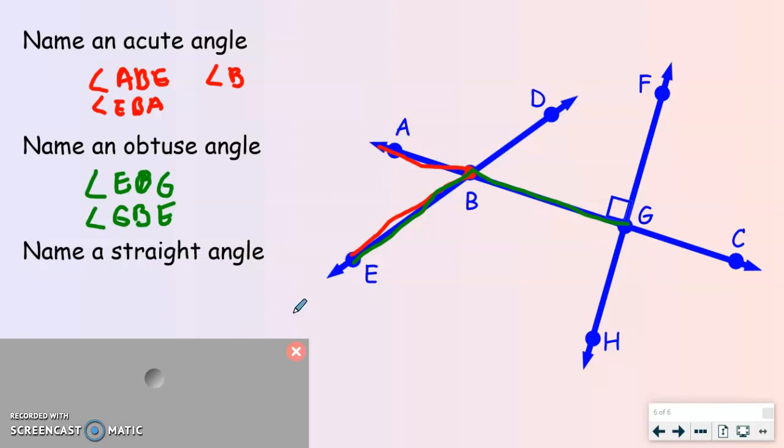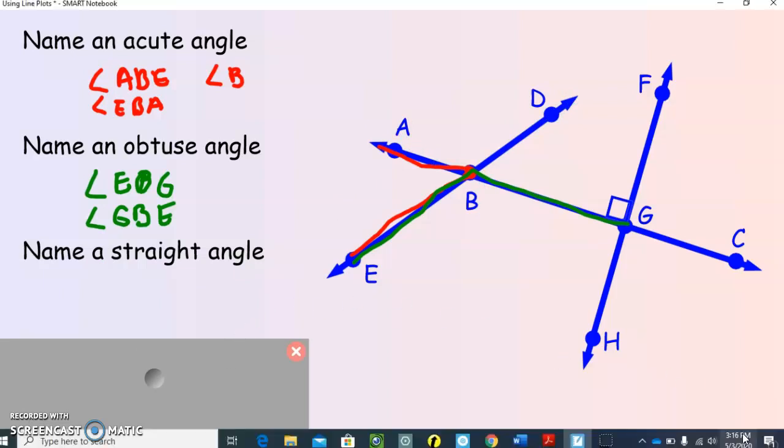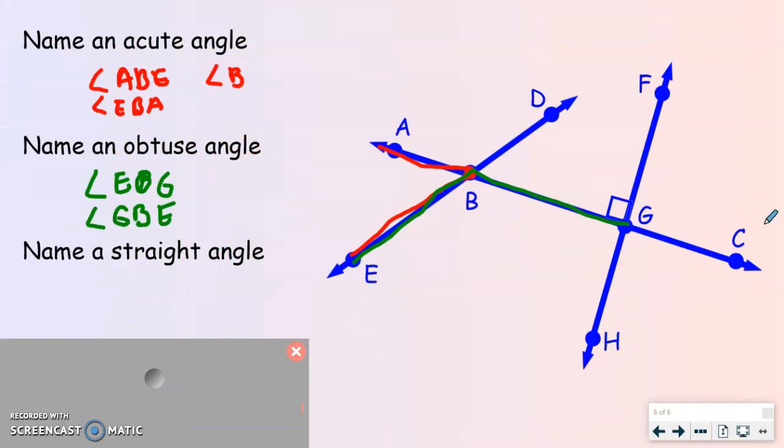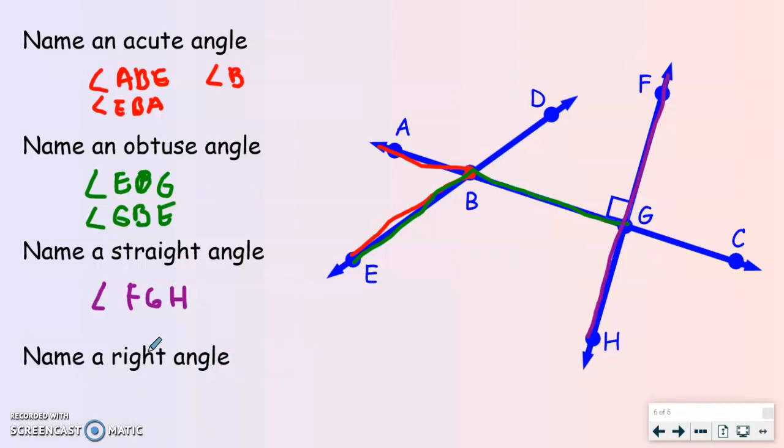And let's see, okay, can we find a straight angle? Do this one in purple. Straight angle. All right, if you figured it out, yeah, any of these lines here that have a point in the middle, so like this one right here, okay, that would be a straight angle. And we could call that angle FGH. Or angle HGF.